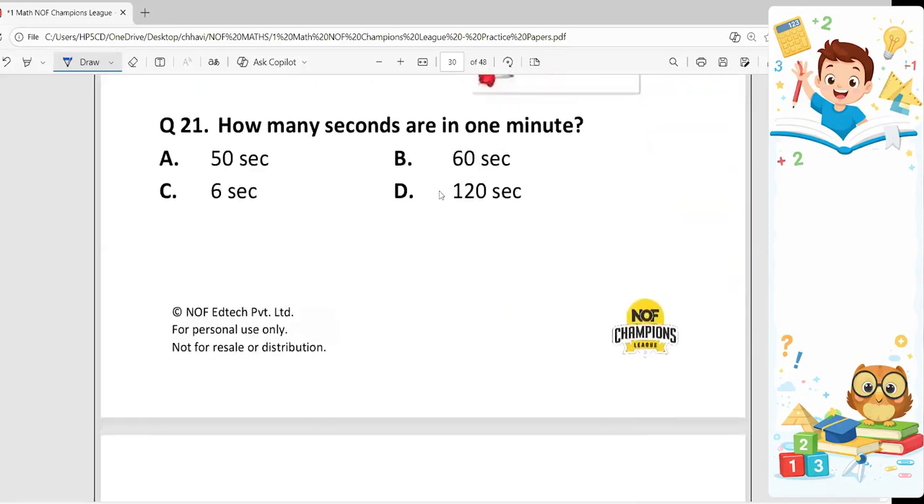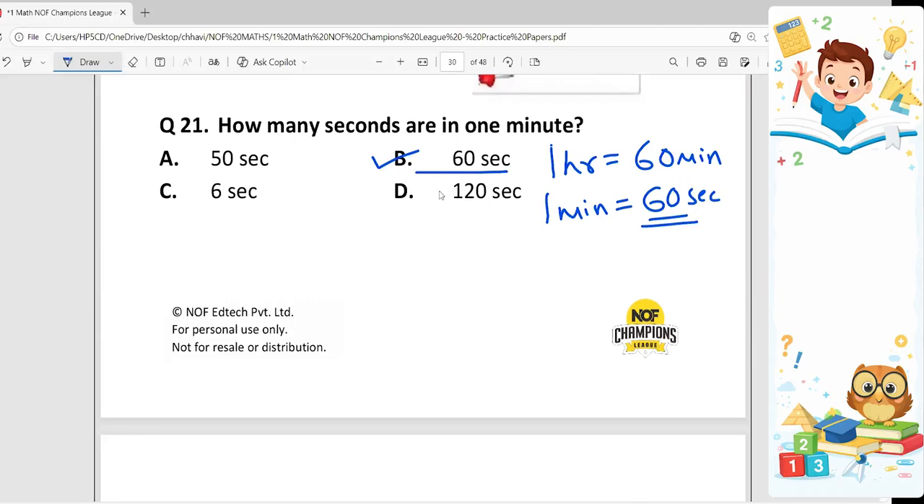21st. How many seconds are in 1 minute? Now we know that 1 hour is equal to 60 minutes, isn't it? And 1 minute is equal to 60 seconds. So B is the correct answer, 60 seconds.